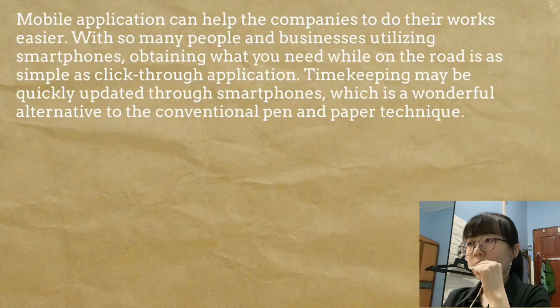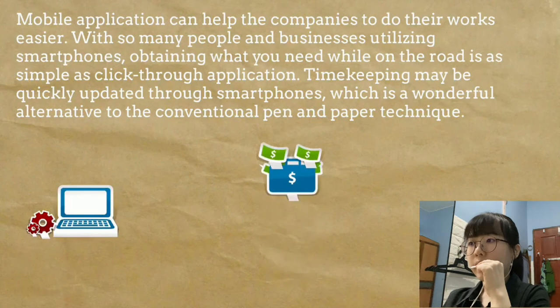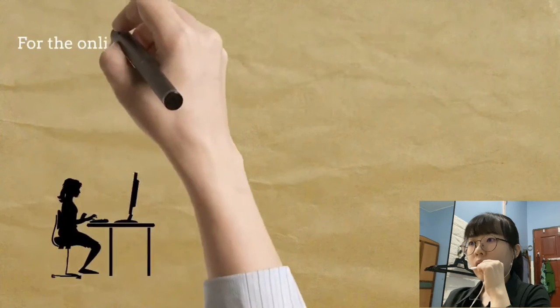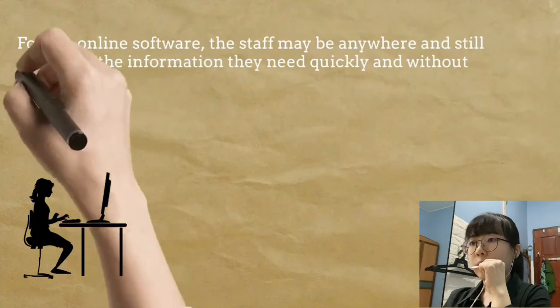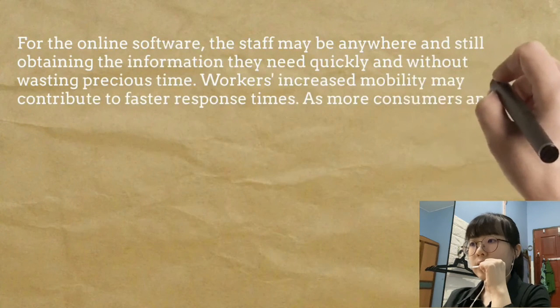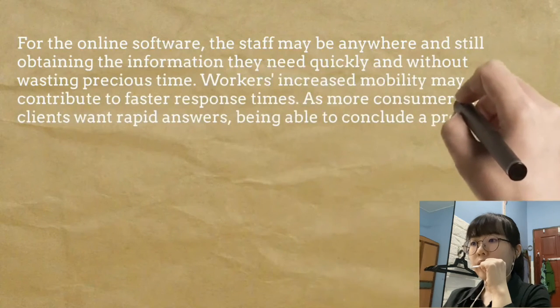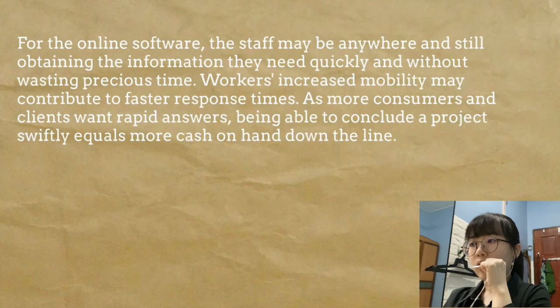Mobile applications can help companies do their work more easily. With so many people and businesses utilizing smartphones, obtaining what you need while on the road is as simple as a click through an application. Timekeeping may be quickly updated through smartphones, which is a wonderful alternative to the conventional pen and paper technique. For the online software, the staff may be anywhere and still obtain the information they need quickly and without wasting precious time. Workers' increased mobility may contribute to faster response times, as more consumers and clients want rapid answers. Being able to conclude a project swiftly equals more cash on hand down the line.